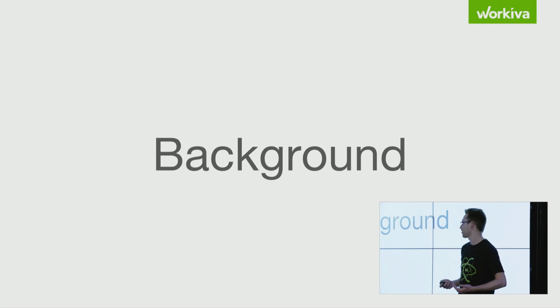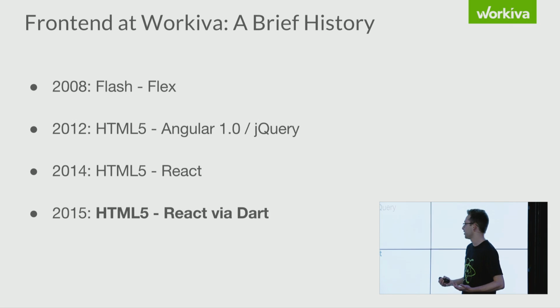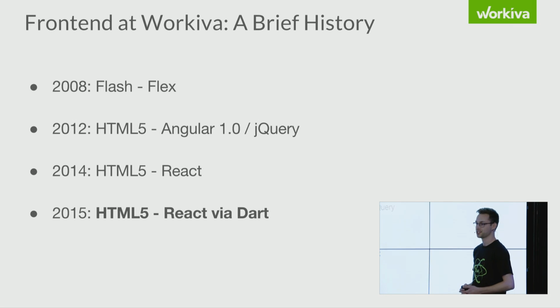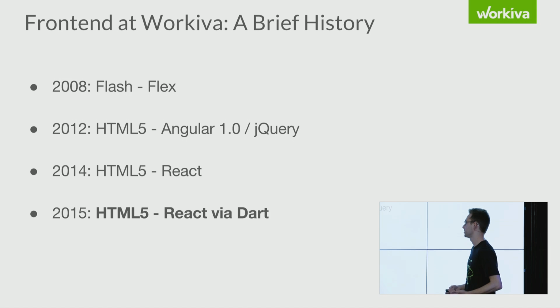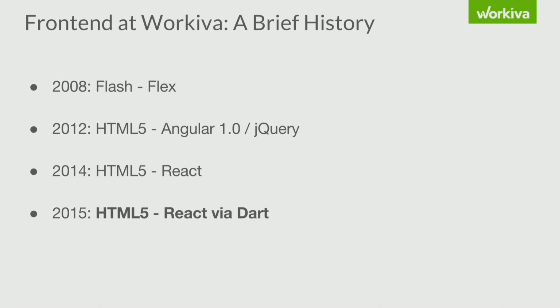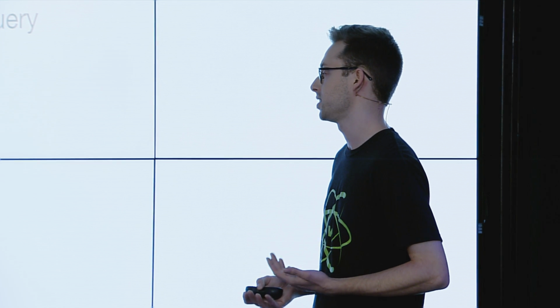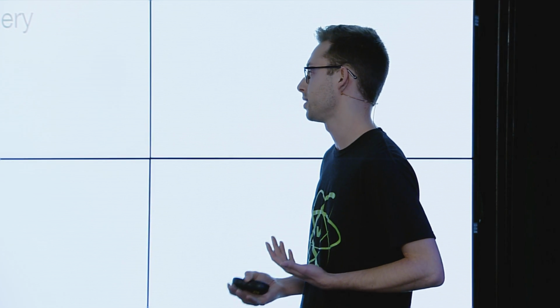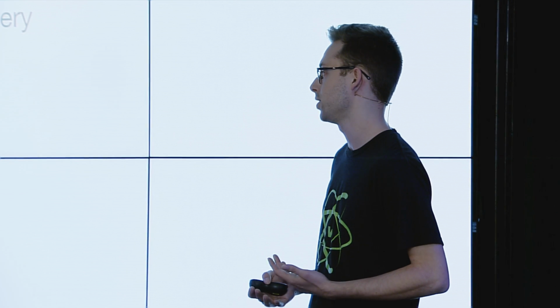So first, background. At Workiva, our first application was actually written in Flash back in 2008, and eventually we migrated to writing our newer applications and new features in HTML5. We started with Angular 1.0 and jQuery, and then we eventually made our way to React. And we really liked React. We liked the declarative nature of rendering views. We liked the unidirectional data flow, and we started writing a lot of UI in React.